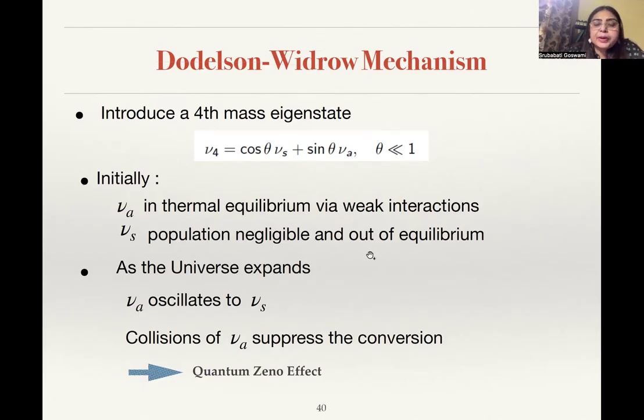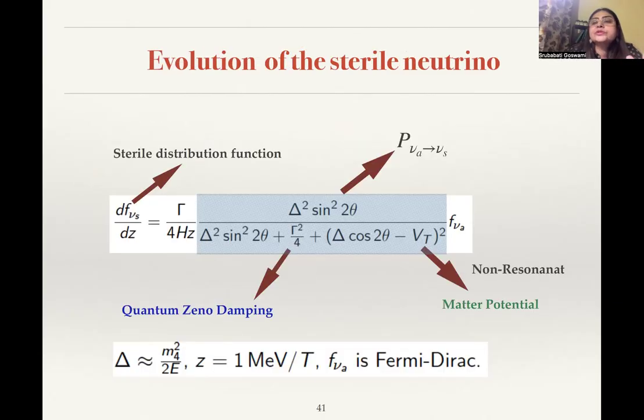However, as the universe expands, the active neutrino oscillates to sterile neutrinos, and the active neutrinos also collide. These collisions act as a measurement, like the quantum Zeno effect, which suppresses the conversion. That adds a damping, and this overall process controls the sterile neutrino population in the early universe. Now one can solve the distribution equation. It depends on the mass squared difference, where delta is m squared by 2E, and on the mixing angle. This gamma is the total rate, which comes in the denominator because of the damping effect.